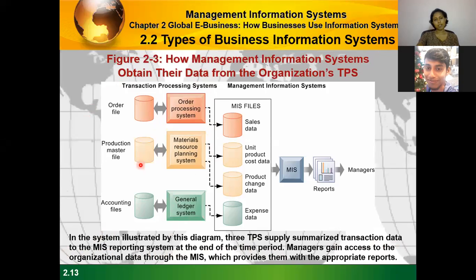At the end of a particular identified period, the TPS provide information to the MIS. Managers gain access to the organizational data through the MIS, which provides them with the appropriate reports. So, how can managers gain access to the data produced by the MIS? Through reports that are provided by this system, right?